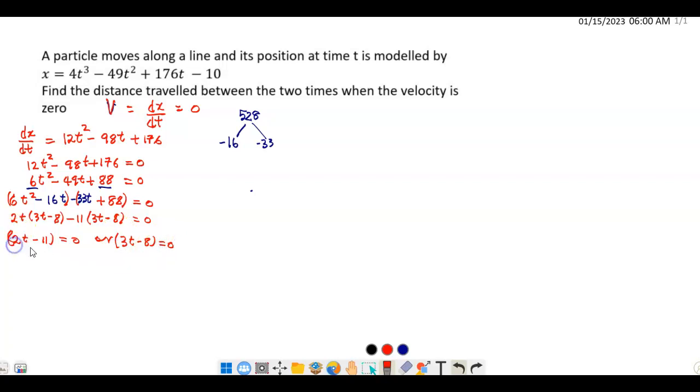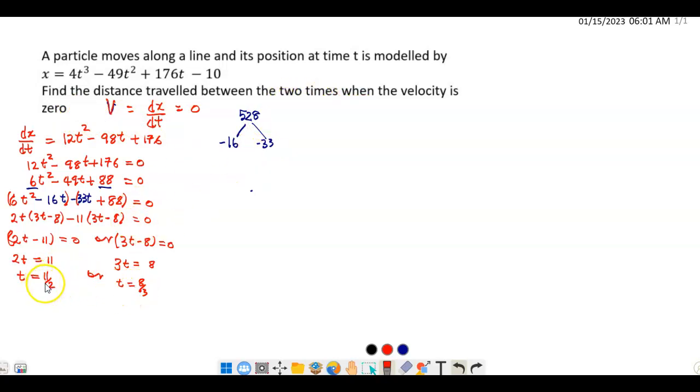So it means that 2t equals 11, so t equals 11 over 2. Or 3t minus 8 equals 0, so 3t equals 8. Therefore, t equals 8 over 3. So now we want to find the distance between the 2 points when the velocity is 0, so between the 2 times. So we have the times here.